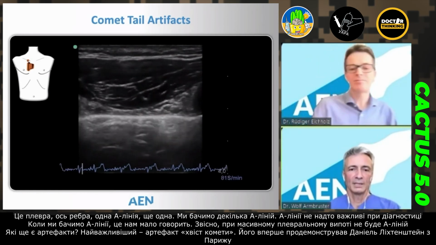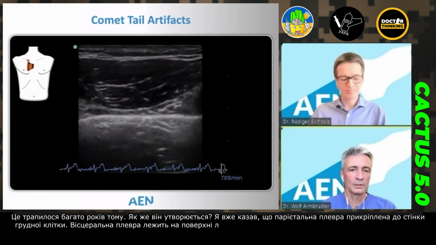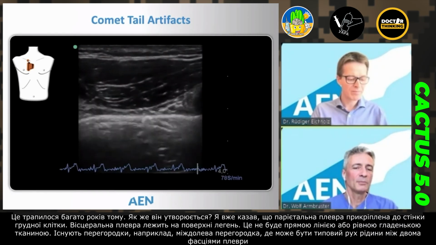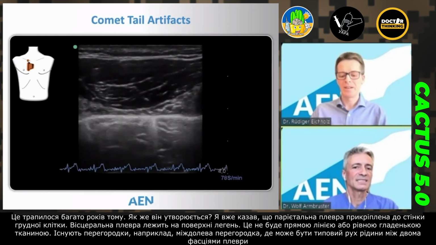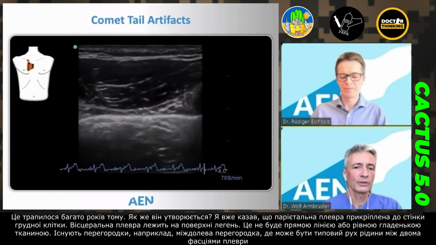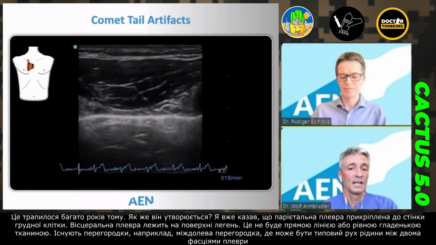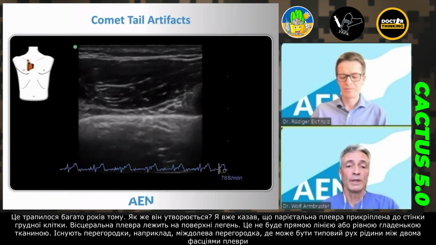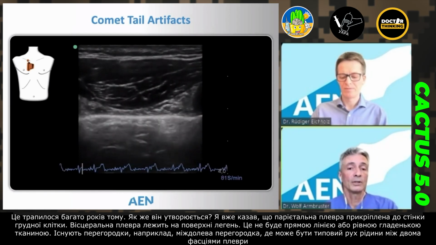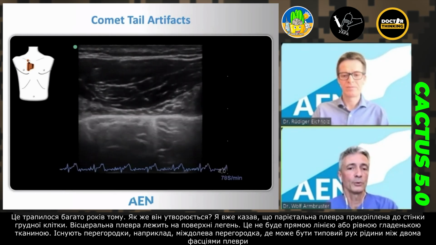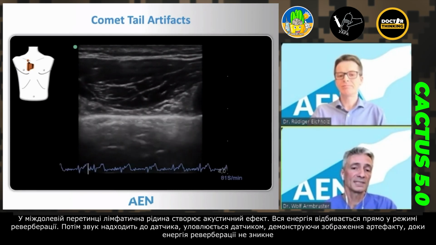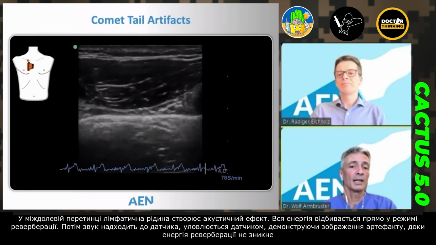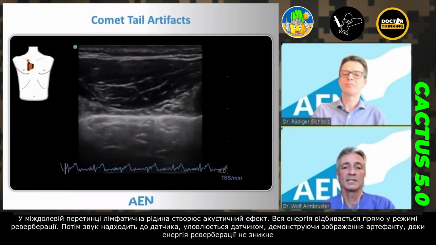They were primarily shown by Daniel Lichtenstein from Paris. That is many years ago already. So how are they being created? As I mentioned already before, the parietal pleura is just stuck to the chest wall. The visceral pleura is adhesive on the lung surface, and you probably do not have a straight line or a straight plane tissue, but you have some septa like interlobular septa, where the typical fluid between the two pleura fascias can collect. And in interlobular septa, there are also some lymphatics where a drop of fluid works like an acoustic lens.